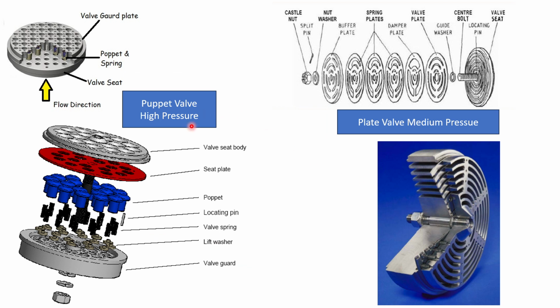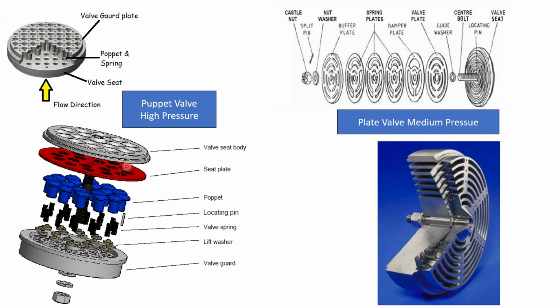What you see on the left hand side is called the poppet valve, and this type of valve is used for very very high pressure compressions. So you see the flow comes from here, these are the holes through which the air passes, and these poppets or this type of valves are here in the hole. So when this compressor is on, valves are closed and open as required.